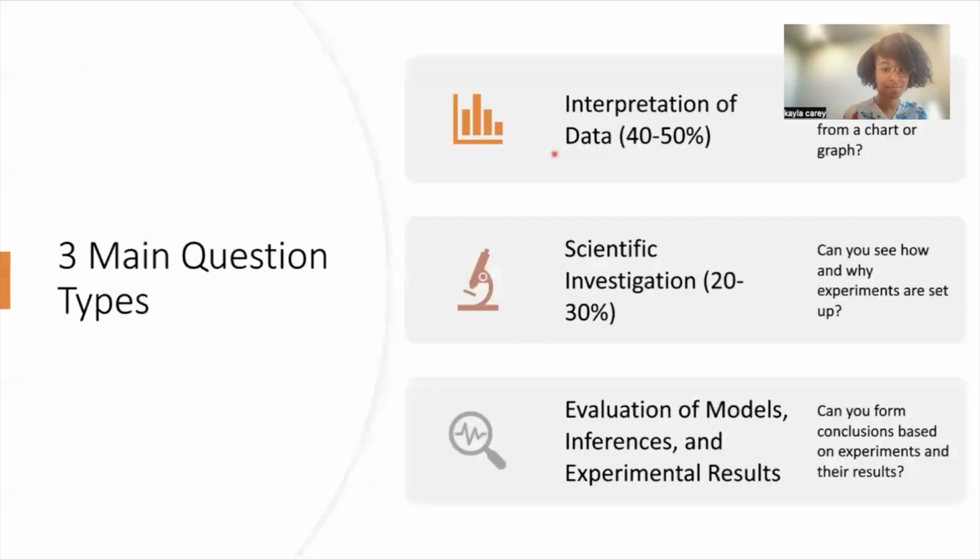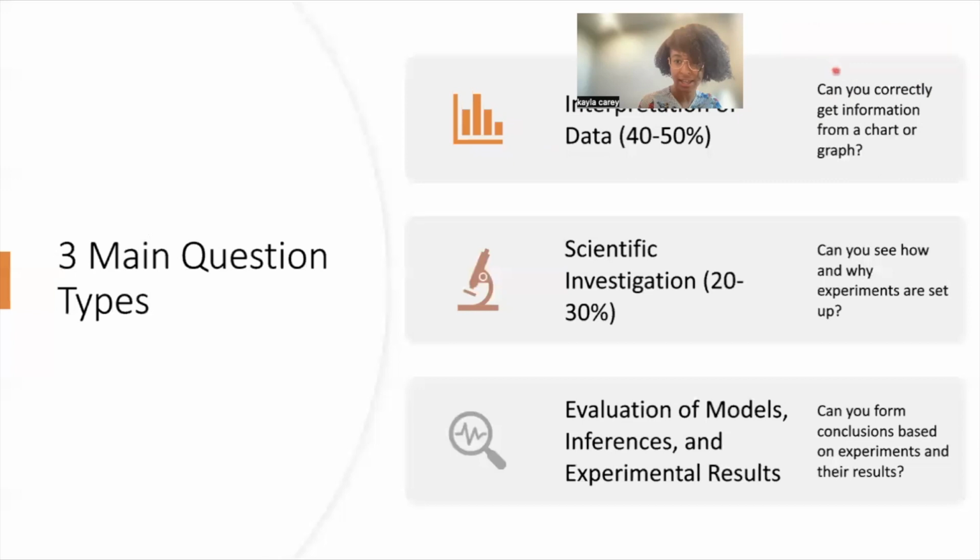And the test just wants you to know, do you know the difference between what scientist 1 thinks versus scientist 2 thinks? Now, within those 3 different types of passages, you can see the 3 main question types: interpretation of data, scientific investigation, and the evaluation of models, inferences, and experimental results. The interpretation of data is 40 to 50%, so a little bit under half. And in that, you're going to ask a question, can you directly get information from a chart or a graph? So again, for the 3 main types of passages, this is going to be the very, very basic, can you read the graph questions?